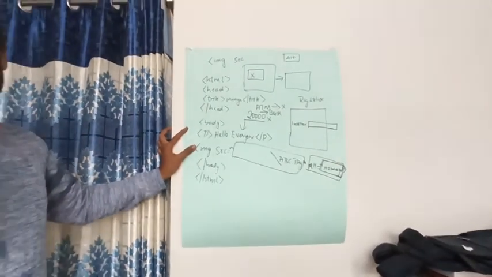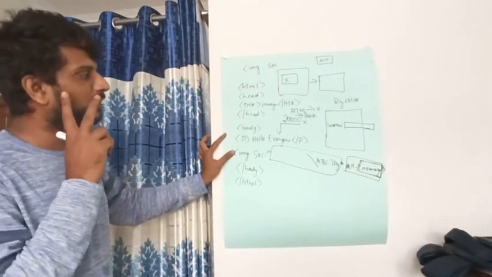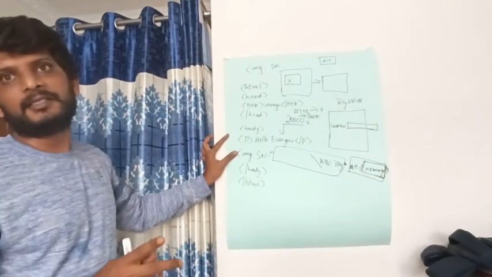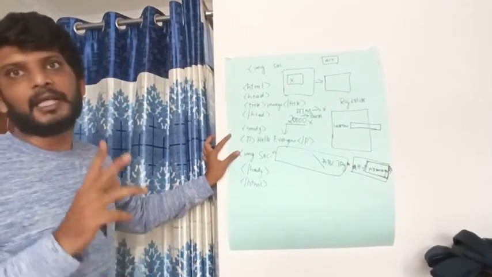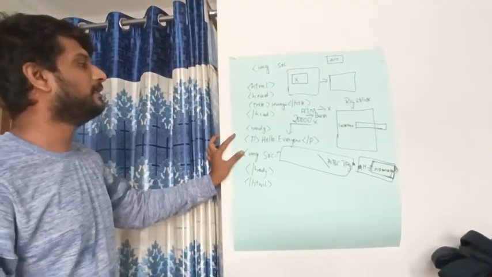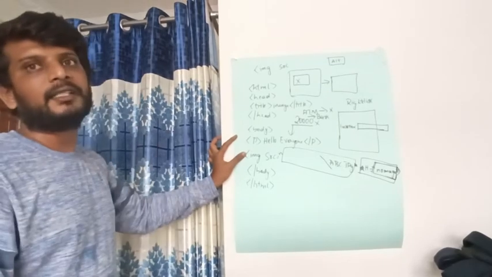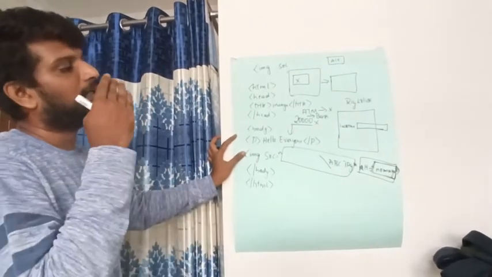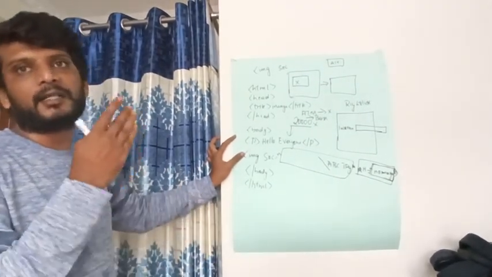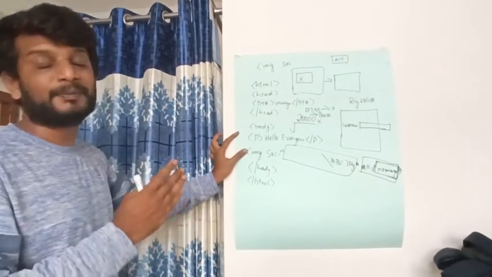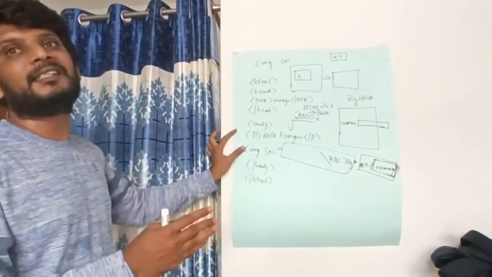For images, you need to make use of one tag, that is img. It will take two different arguments. One is called the source. Source represents the location of the image, and the alt stands for the alternate text. Alternate text will be displayed whenever the image is not found.